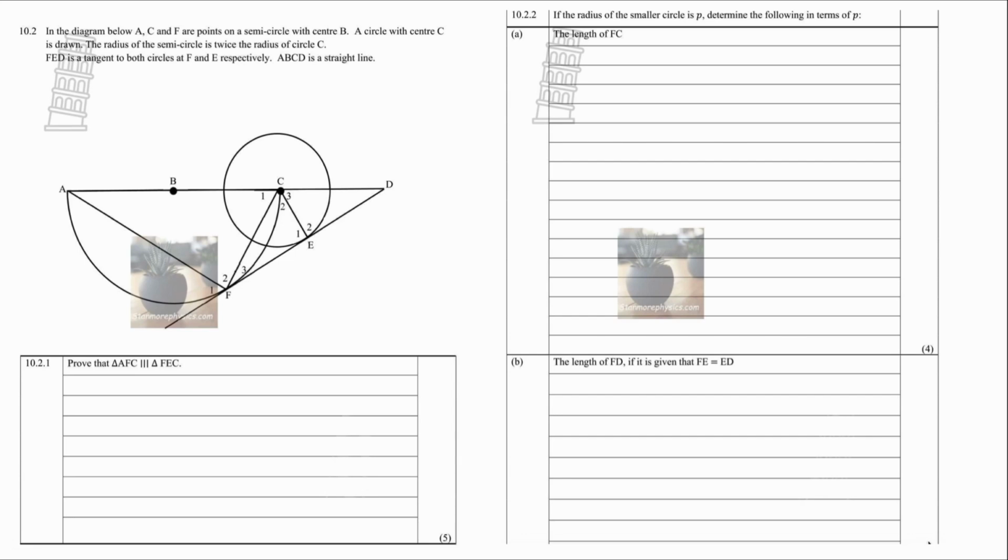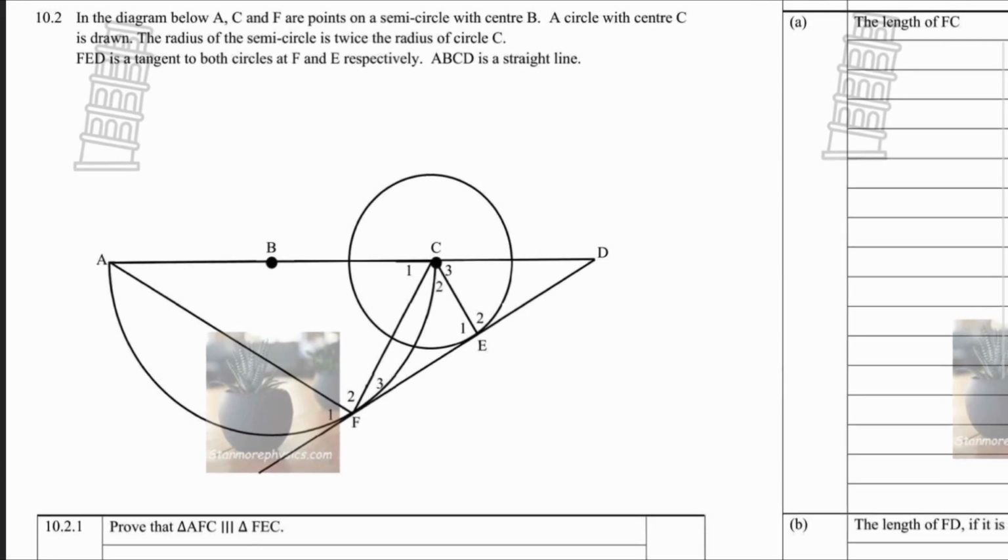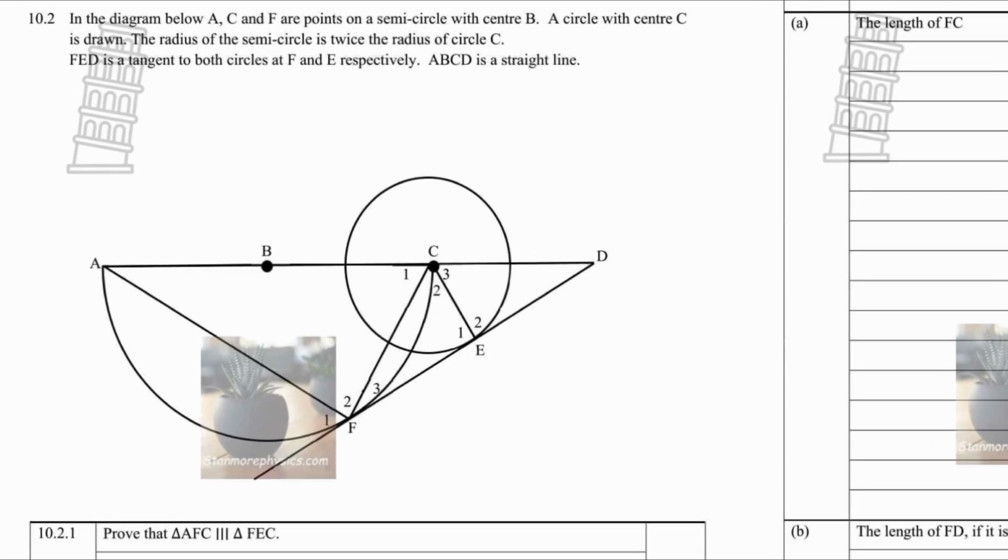Question 10.2 reads, in the diagram below, A, C, and F are points on a semicircle with center B. A circle with center C is drawn. The radius of the semicircle is twice the radius of circle C. FED is a tangent to both circles at F and E respectively. ABCD is a straight line.